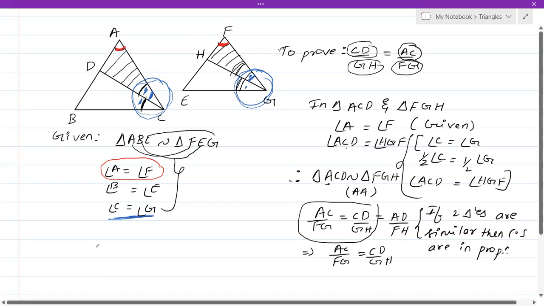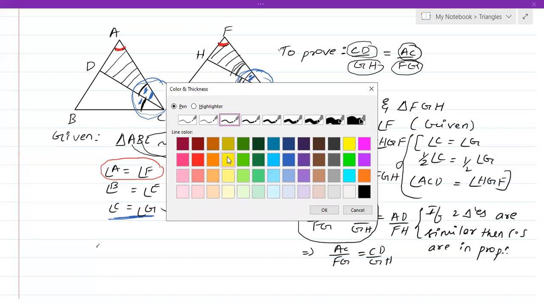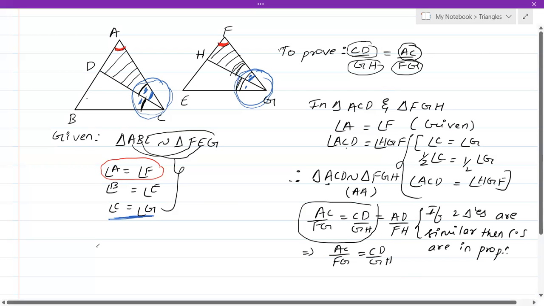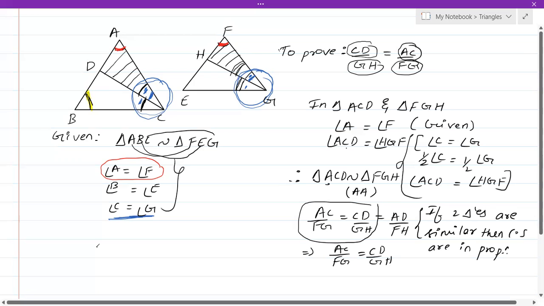It is very easy again. We can easily prove that they're similar. Let me take a different color. So if you observe the unshaded triangles, BCD and HGE, that's what we have to prove similar. So angle B is equal to angle E, because it is given, isn't it? It is given here. Angle B is equal to angle E.